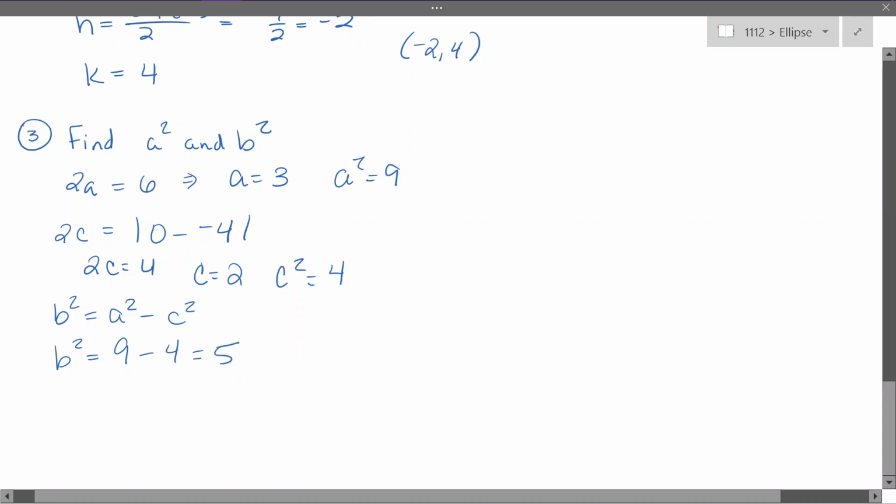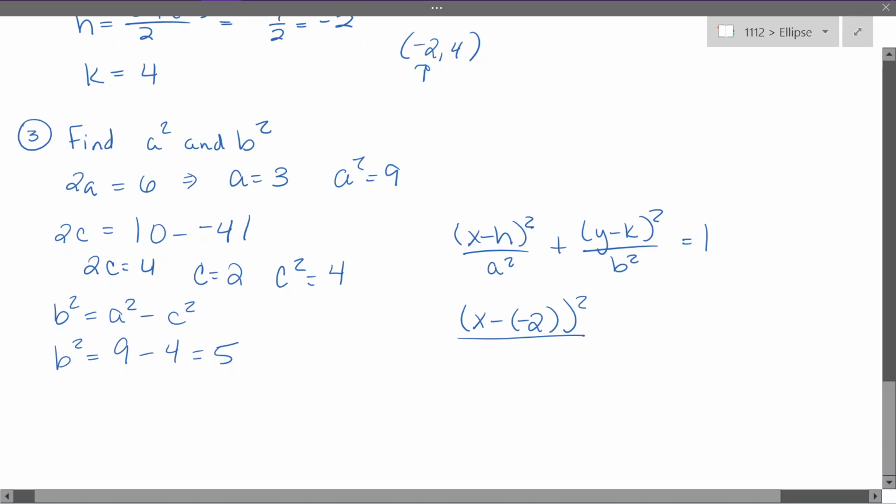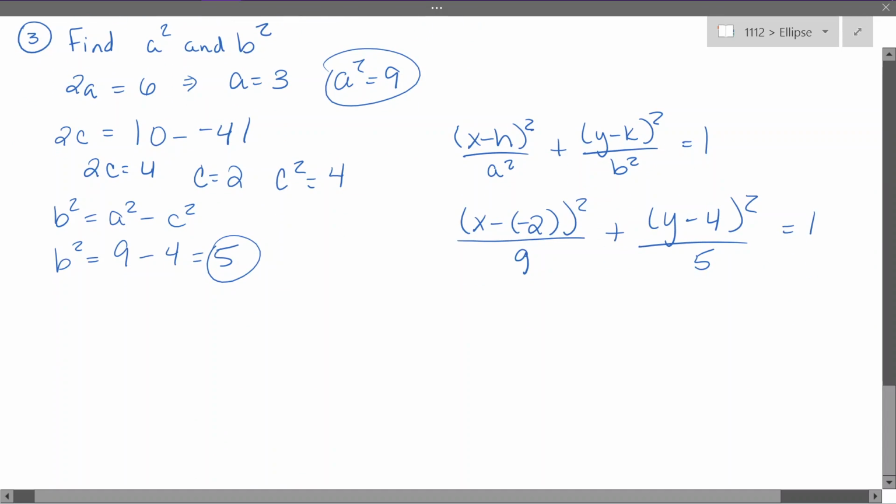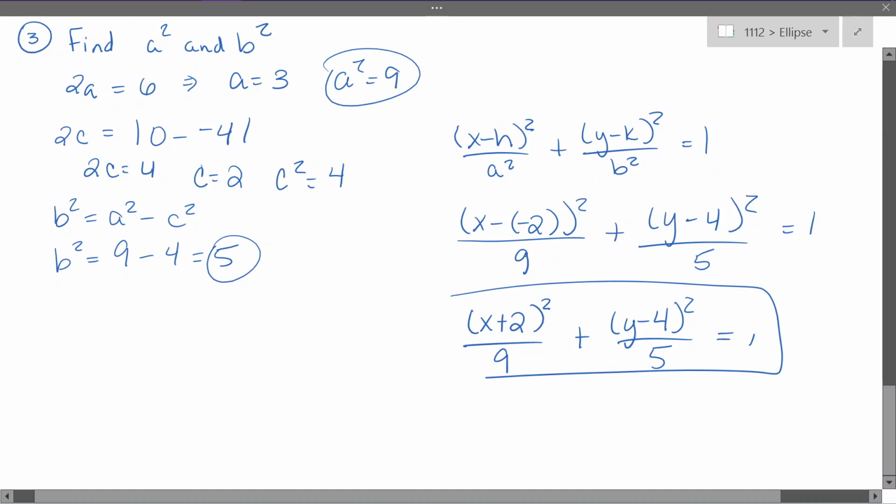So now we can write the equation of the ellipse in standard form. Our standard form was (x minus h) squared over a squared plus (y minus k) squared over b squared equals 1. So we have x minus negative 2, because that's our h, squared, over a squared, which is 9, plus (y minus 4) squared over b squared, which was 5, equals 1. If we simplify that, we get (x plus 2) squared over 9 plus (y minus 4) squared over 5 equals 1. And that's our answer.